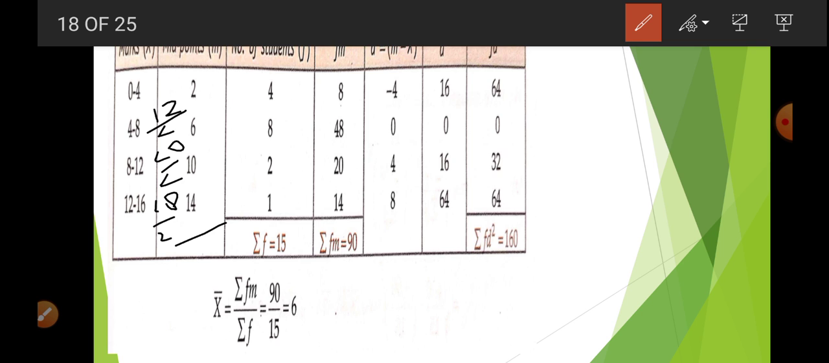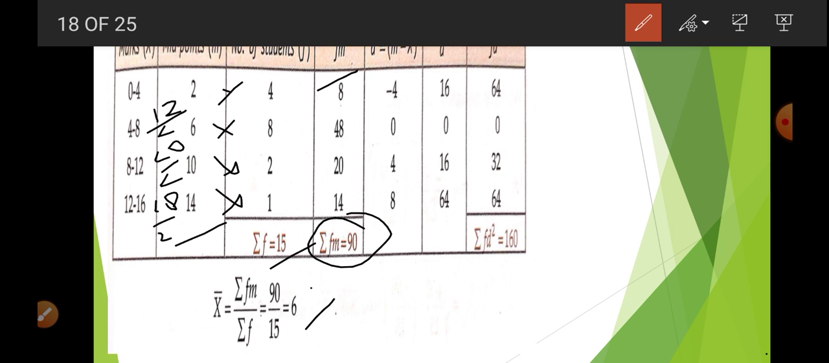Now we require FM. So these two are multiplied, and in this way we get the FM. Now sigma FM is 96. So 96 upon 15, 6. So the mean we get is 6.